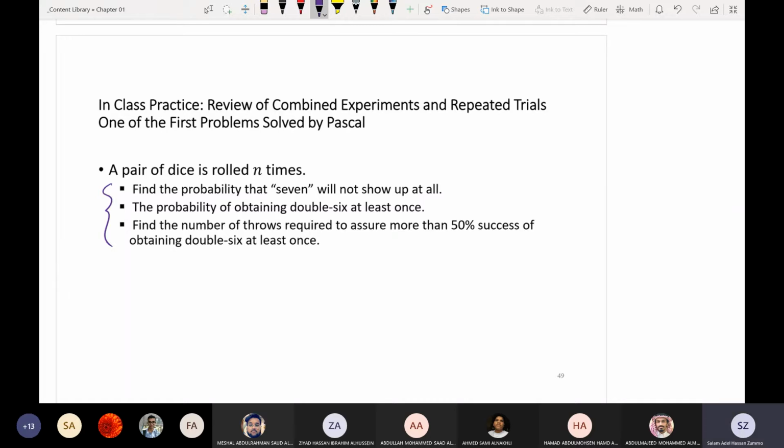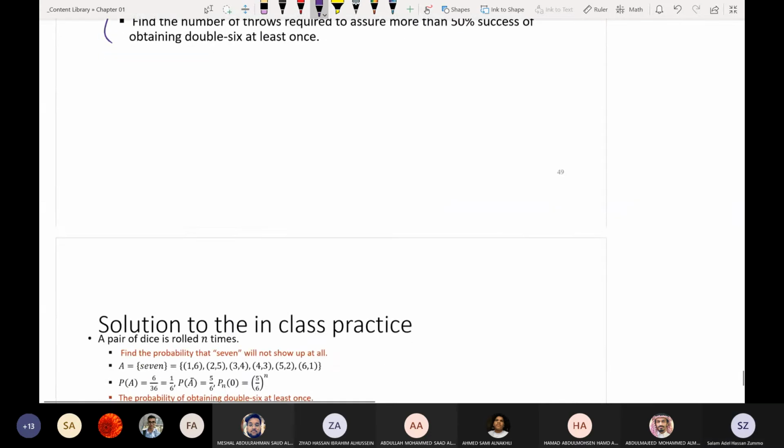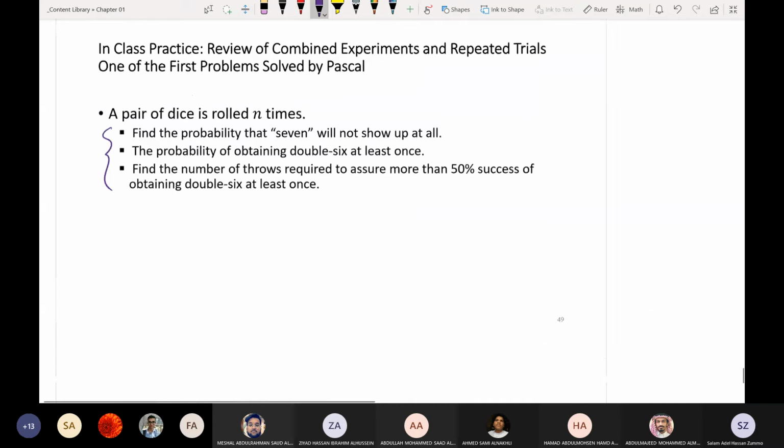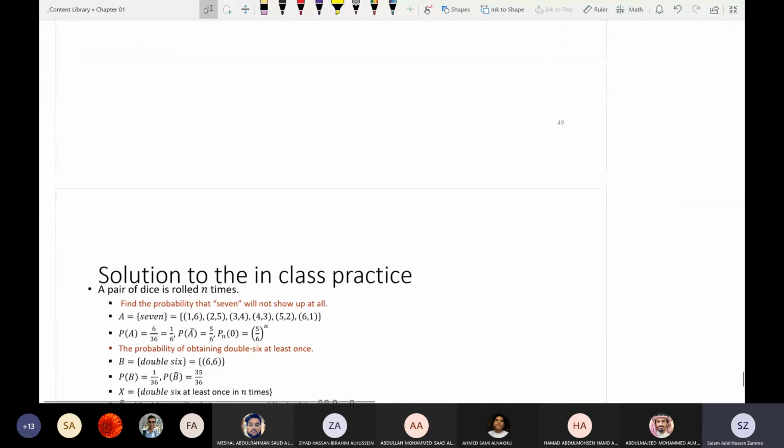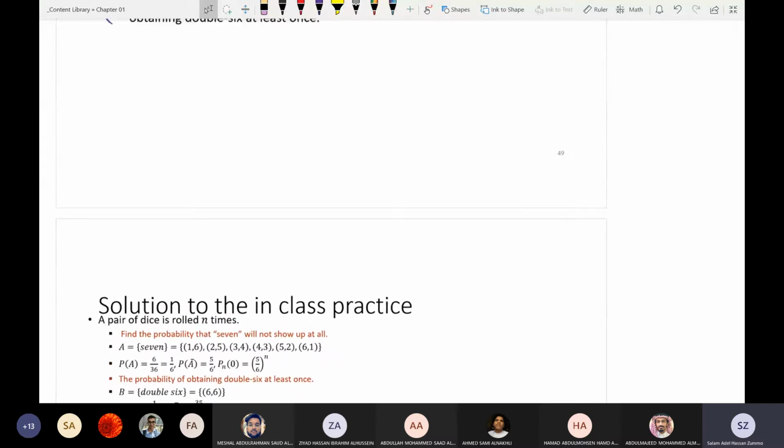And the probability of obtaining double 6 at least once. And the number of throws required to assure more than 50% success of obtaining double 6 at least once. So these are some questions. You can create your own. We'll solve one by one. Okay, واضح السؤال؟ Yes. طيب. So the first one is we have a pair of dice rolled n times.